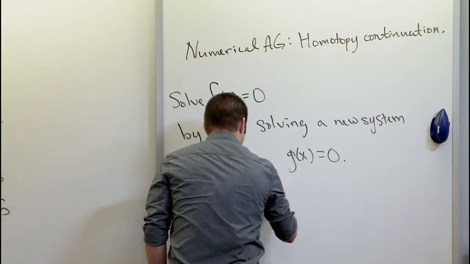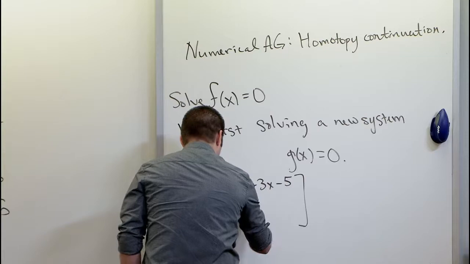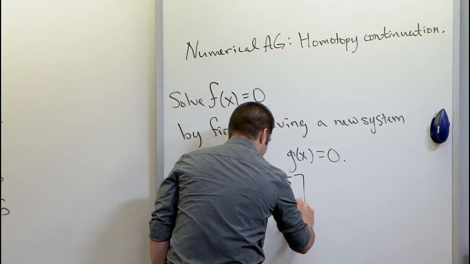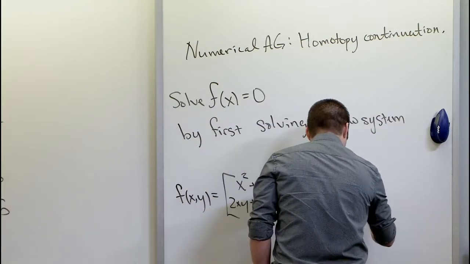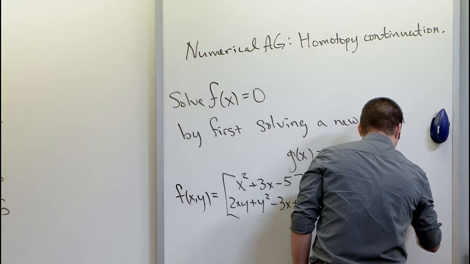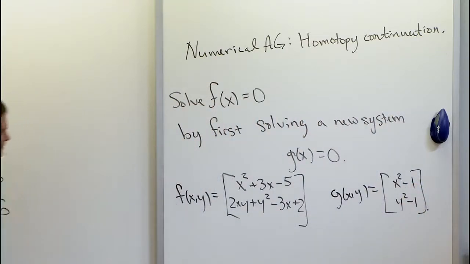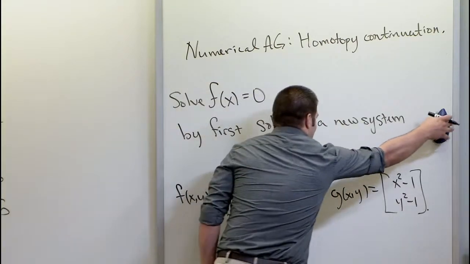So for instance, suppose my f of x is x squared plus 3x minus 5 and 2xy plus y squared minus 3x plus 2. You might see an idea of how to solve this. The first one's quadratic in one variable. You can find the solutions, plug it in, and get the y's. Compare that with this system, g of x, y is x squared minus 1, y squared minus 1. You should be able to immediately solve g. And now what we want to do is use the solutions from g to give us the solutions to f. That's the whole idea of this. So we're going to set up a homotopy.